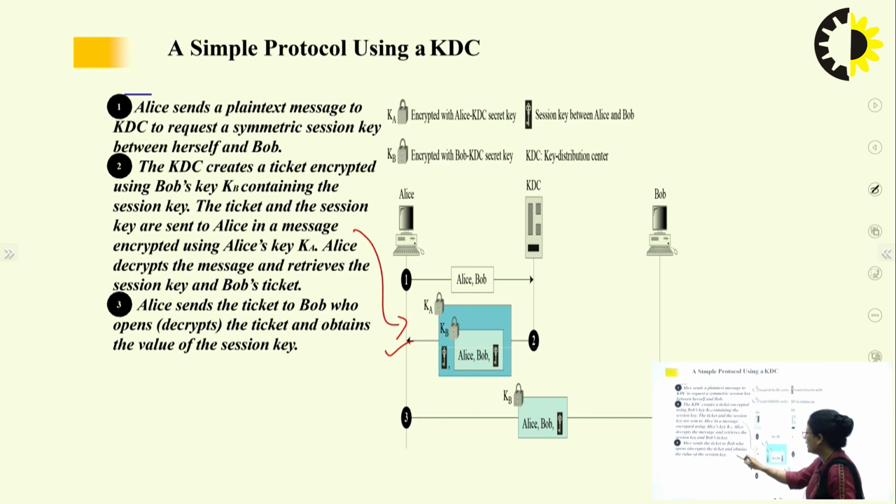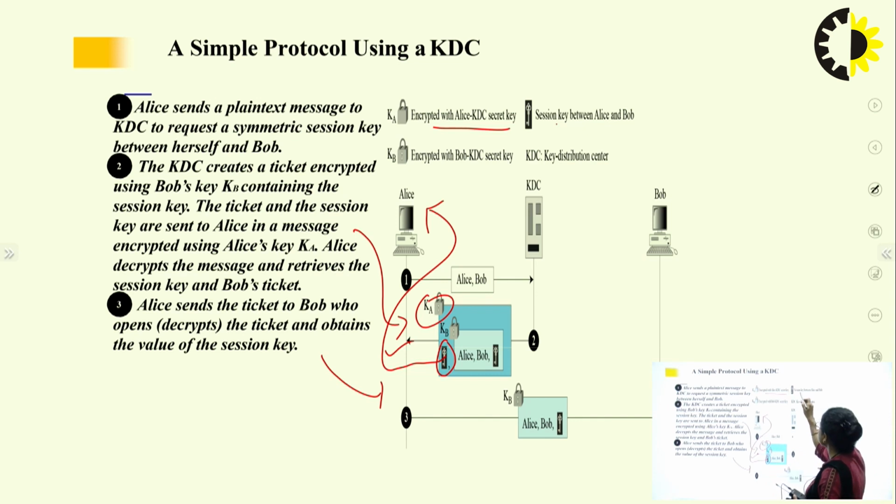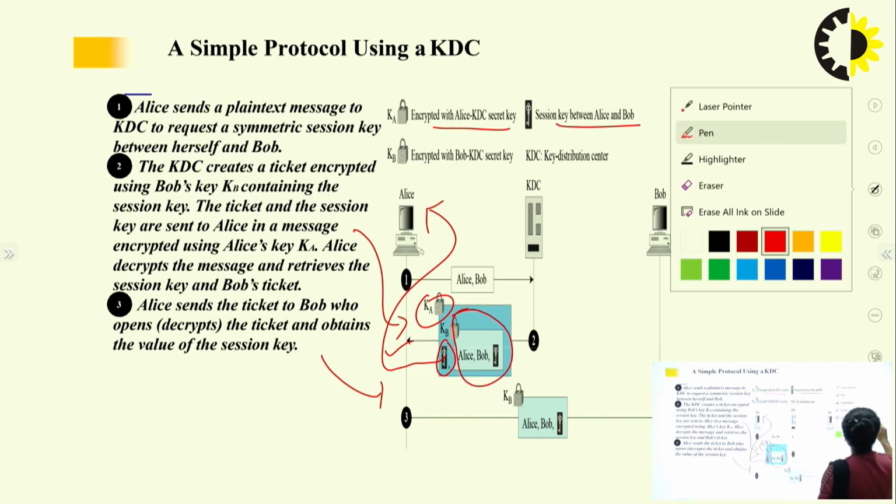In the third step, after this message is received, what does Alice do? She decrypts the message, because it is encrypted using the key between Alice and the KDC, so obviously that key is known to Alice also. After decrypting it, Alice retrieves the session key. This is a session key between Alice and Bob. Alice retrieves it, and after retrieving this, there is the remaining block.